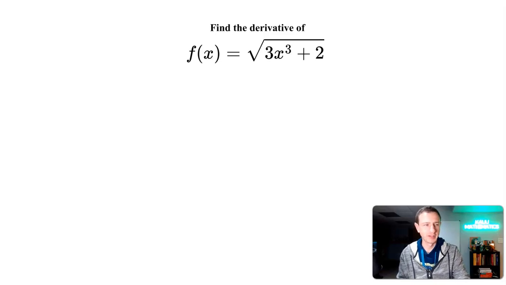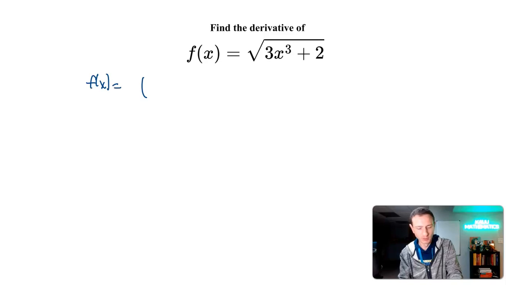Today I'm going to take a look at finding the derivative of f of x equals the square root of 3x to the third plus 2. So the first thing you want to do when you're taking the derivative of something like this is rewrite it with a fractional exponent. So I'm going to rewrite this as f of x equals, in parentheses, 3x to the third plus 2, all being raised to the 1/2.